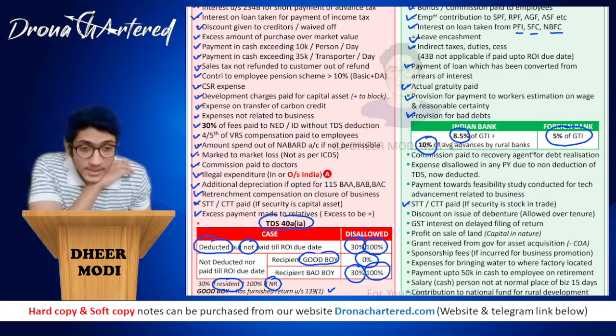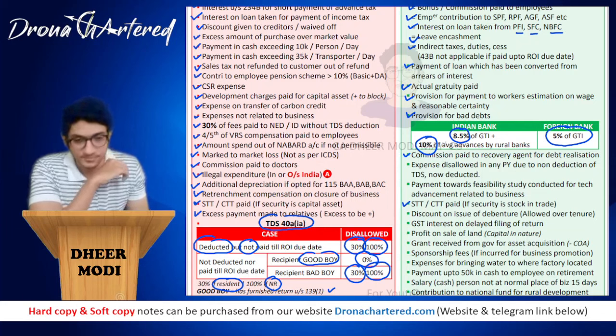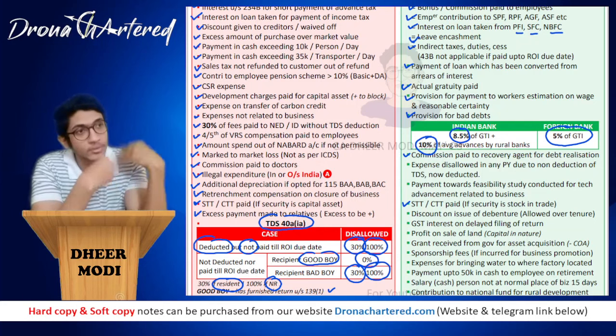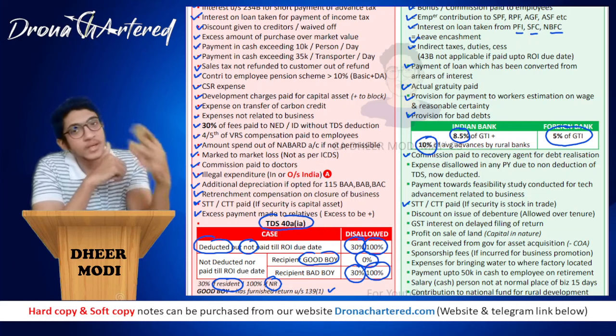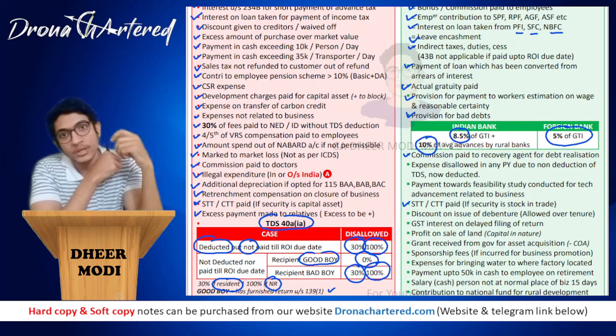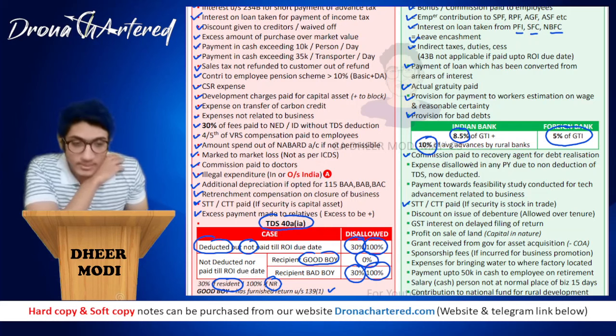Any commission paid to a recovery agent for debt realization, these are called vasuli bhai. So if you are paying any commission to recovery agents, suppose you extended a loan to someone and now that person is not paying, so you hire a recovery agent saying, boss, I have loaned him some money, please make sure that you get that money back. Now the fees that I am paying to this recovery agent will be allowed as a deduction.